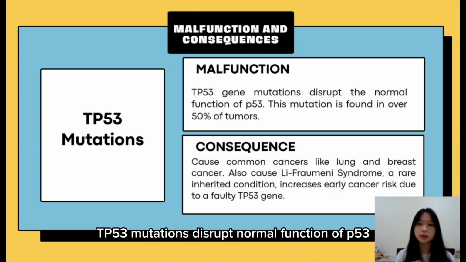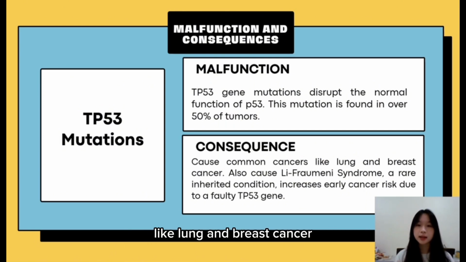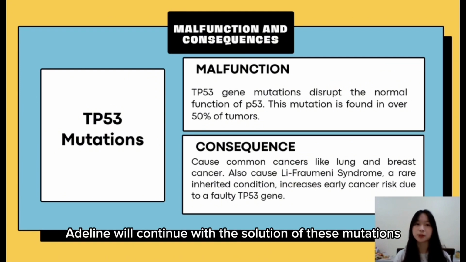TP53 mutations disturb normal function of p53. This leads to common cancers like lung and breast cancer. It also causes Li-Fraumeni syndrome, a rare inherited condition, which increases early cancer risks due to a faulty TP53 gene. Adeline will continue with the solution of these mutations.